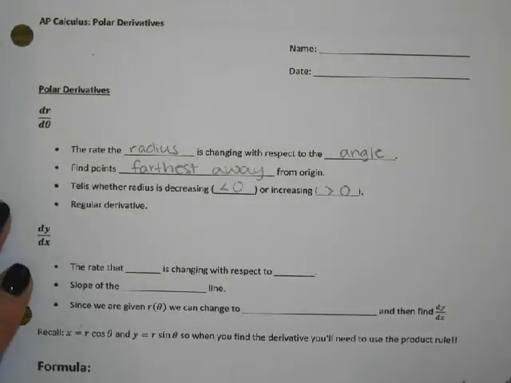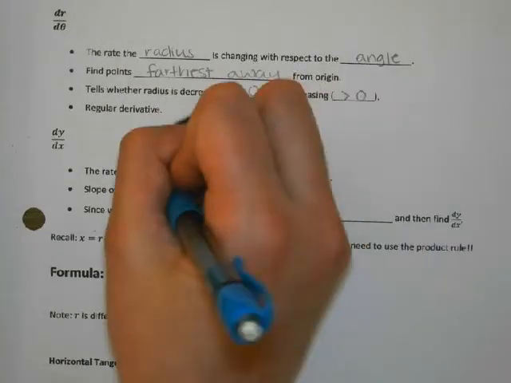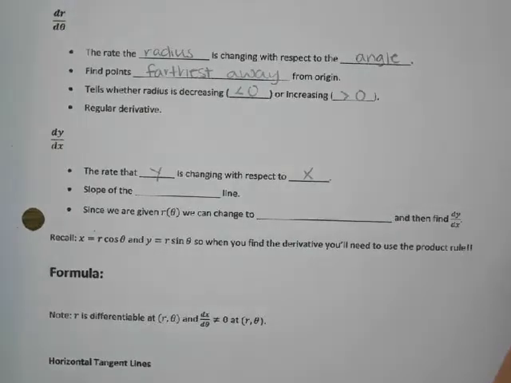The other is dy dx. At this point, as we hopefully know, this is the rate that y is changing with respect to how x is changing. It's the slope of the tangent line. Good.